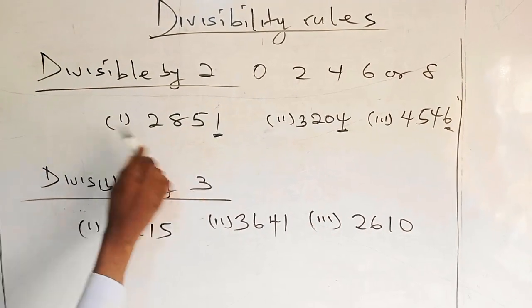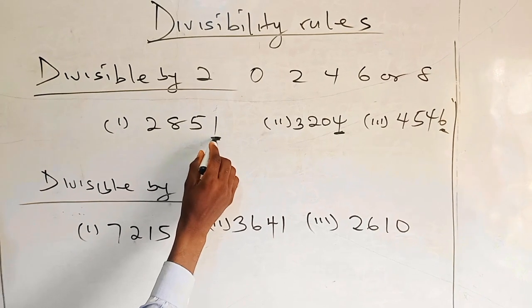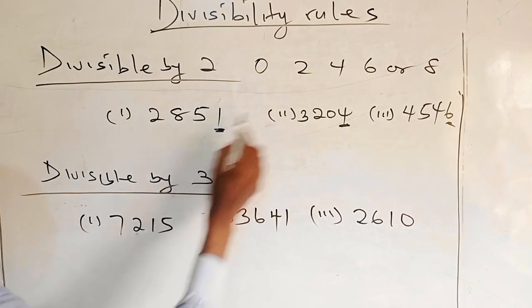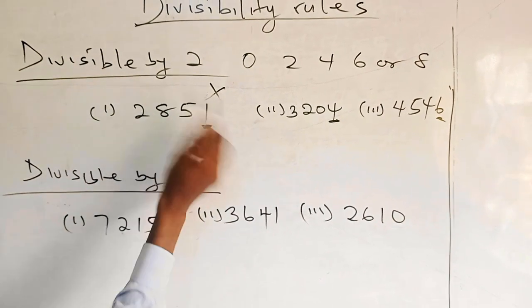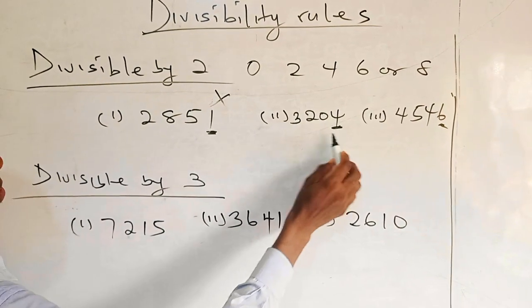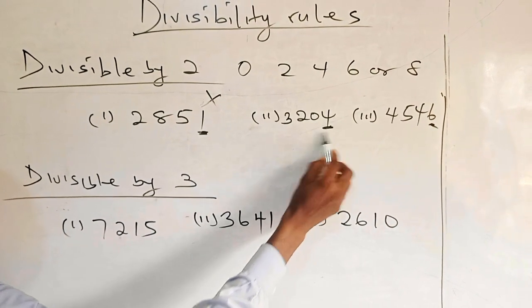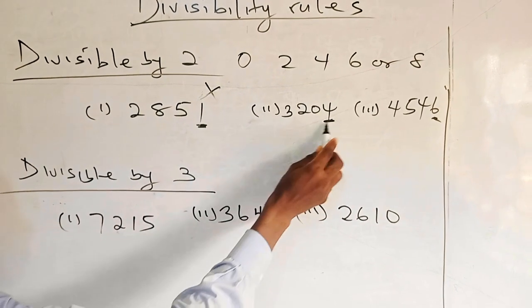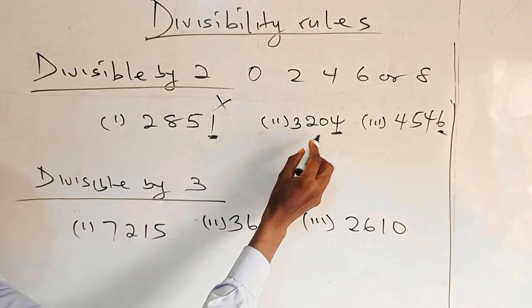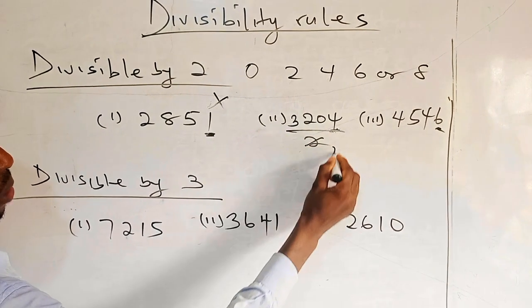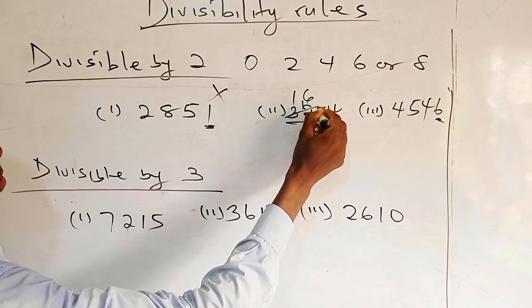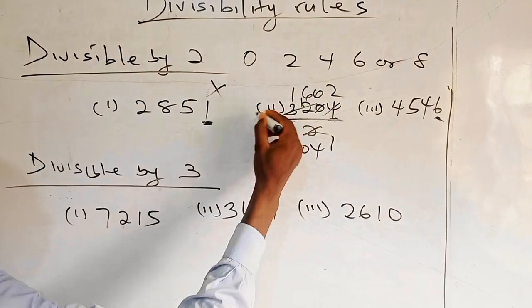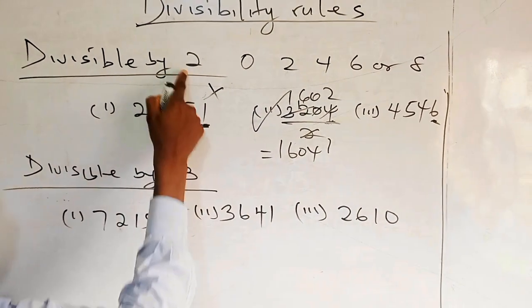So let's look at the first one. What ends is 1, so it doesn't qualify, so you can't divide this one by 2. If you try to divide this number by 2, it gives you a remainder. So let's see this. Can we divide this number by 2? 3,204. Yes, you can divide because it ends with 4. So by the time you test it, 2 in 3 is 1, 2 in 12 is 6, and here is 0. So this number is divisible by 2.